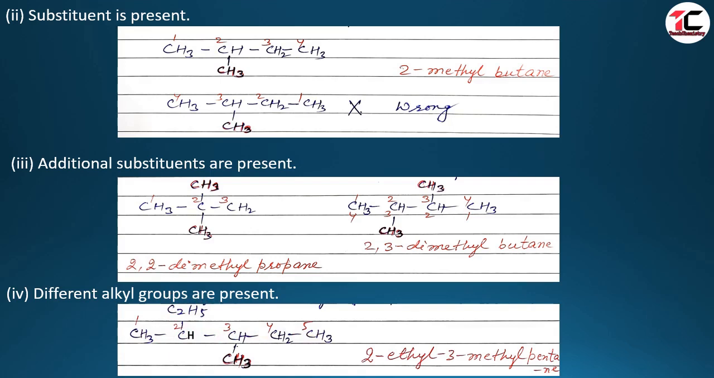Now naming. At number 2 there is an ethyl group, at number 3 there is a methyl group, so we will name it 2-ethyl. Number and word we put a dash, again word and number we put a dash. So 2-ethyl, 3-methyl. Here is a chain of 5 carbon atoms and there is a single bond between carbon atoms, so it is pentane. So the name is 2-ethyl-3-methylpentane.